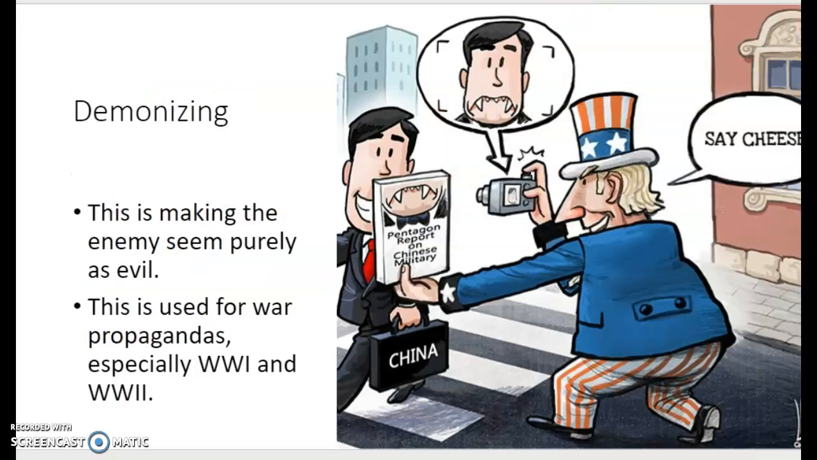The next one is demonizing, and this is something that we got very confused on. This is when you see someone as purely evil. Most of the time this is used in different country divides or in World War I and World War II. Notice this is an American saying cheese, and this is a Chinese businessman, and they're making him seem like a different person, such as a vampire. So they're making him seem like a demon. Make sure you are aware of those because they're being purely evil, and evil is just extremely mean.